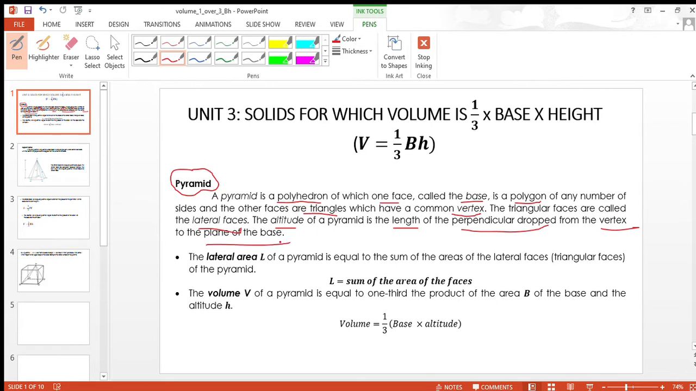Okay, and then if we want to solve for the lateral area, by definition of the lateral surfaces, we look at the triangular surfaces. We just get the area of those triangular surfaces, and we get the lateral area. And then the volume is equal to 1/3 the area of the base multiplied by the altitude, basing it on the definition given earlier.